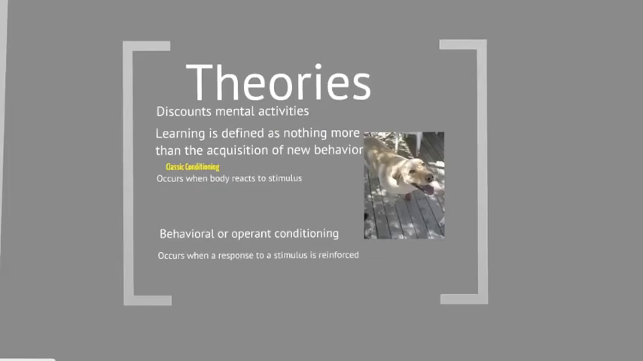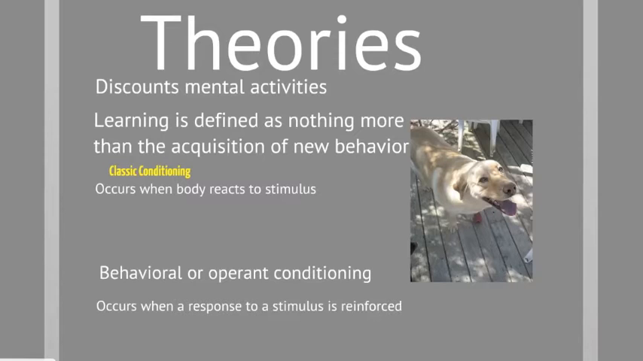Classical conditioning occurs when a body responds to reflex or stimuli, such as Pavlov when using the dogs. He'd ring a bell whenever he'd feed the dog, its mouth would salivate, and by ringing the bell, the dog would eventually salivate even though there'd be no food. Behavioral or operant conditioning occurs when a stimulus is reinforced. If a reward or reinforcement follows the response to a stimulus, then the response becomes more probable in the future.